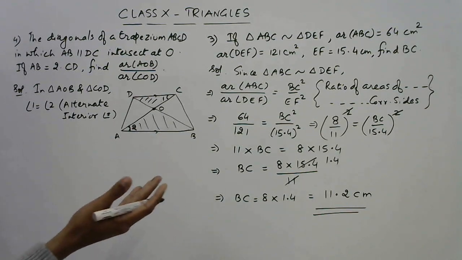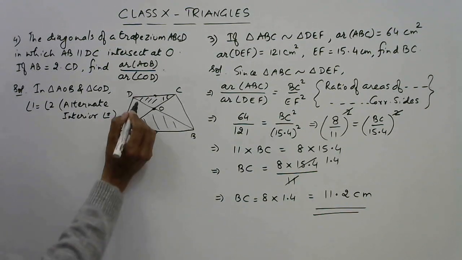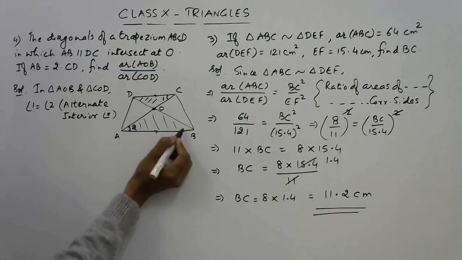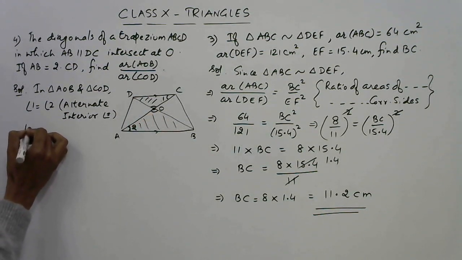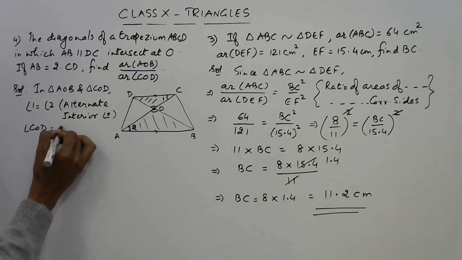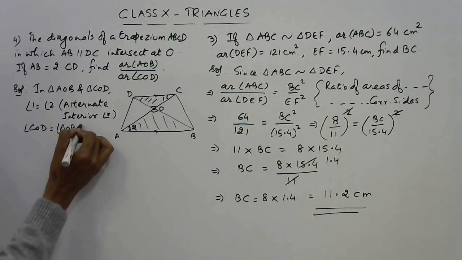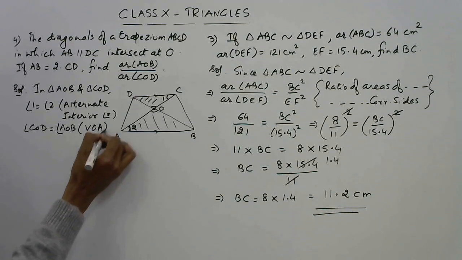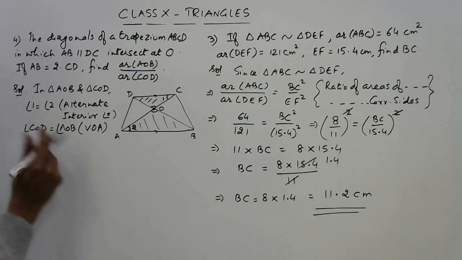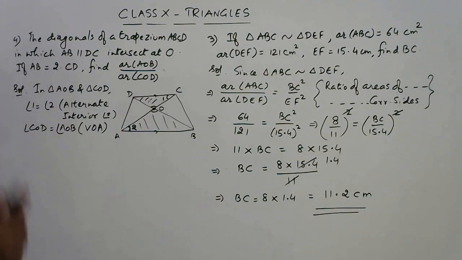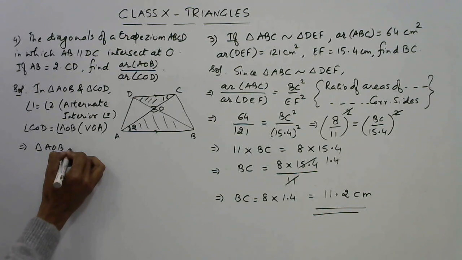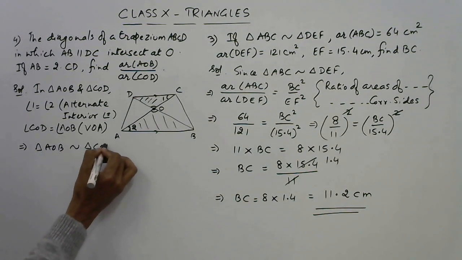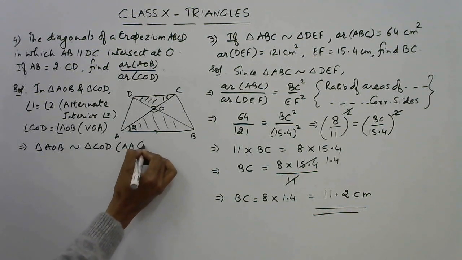So one angle of this and one angle of this triangle is proved equal. And can you tell me the other pair, which is very obvious now? You can use the alternate angle once more, or you can use the vertically opposite also. So angle COD is equal to angle AOB. It is the vertically opposite angles. So therefore, two angles of this triangle and two angles of this triangle are now equal, thereby proving that triangle AOB is similar to triangle COD by AA criteria.